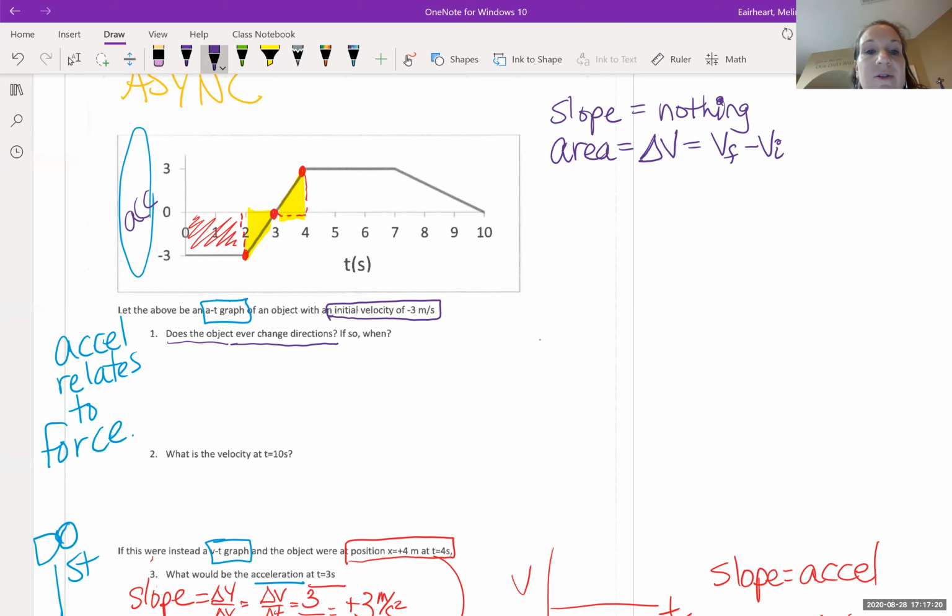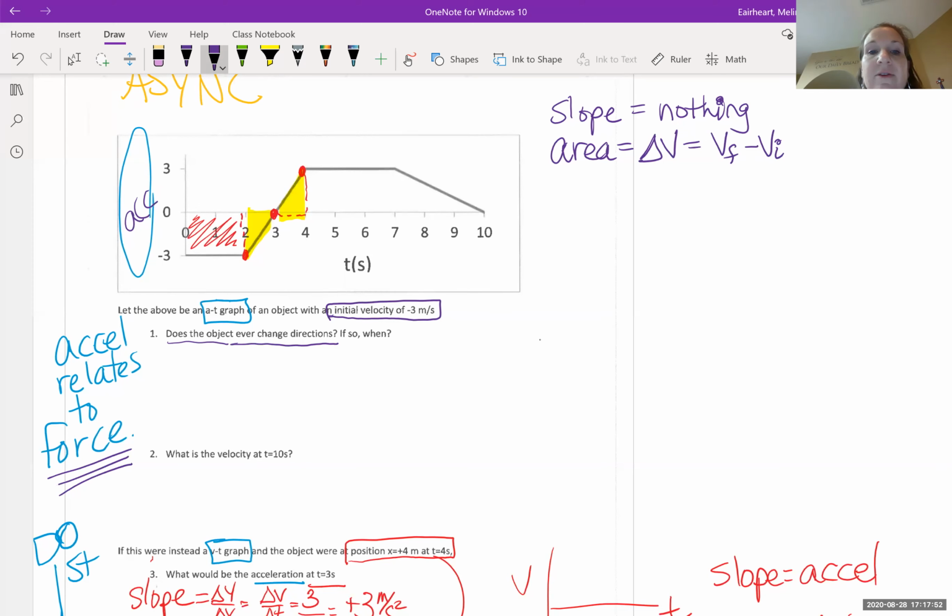Here is where a lot of students make the mistake because they get so used to seeing velocity graphs. Does the object ever change direction? They're like, oh yeah, just where it crosses the axis. Zero velocity. Well, now this graph is an acceleration graph. And so you can't read, oh, it's at 3 seconds. That's where it's 0. That's where the acceleration is equal to 0, not the velocity.